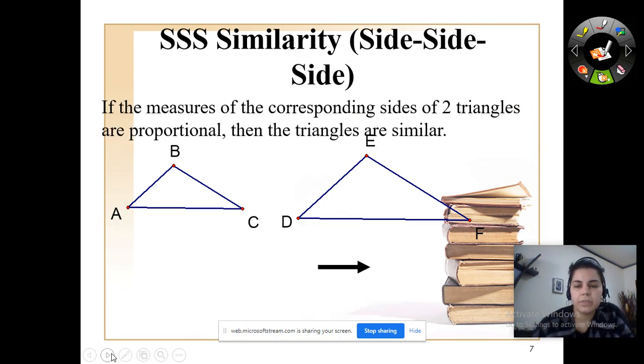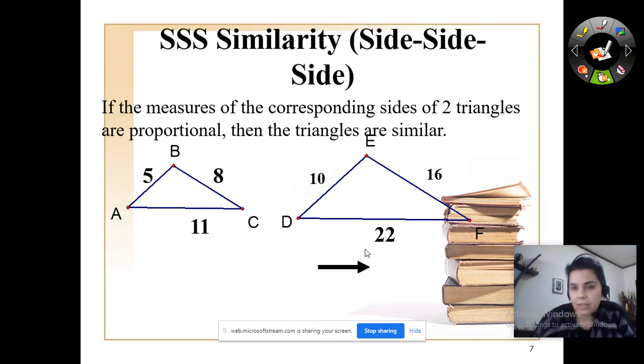They are similar. So if the measures of the corresponding sides of two triangles are proportional, then the triangles are similar. If I look at the given here, 5 times 2 is 10. 8 times 2 is 16. 11 times 2 is 22. So the three sides are proportional. What can I deduce? That the two triangles are similar since they have a ratio between the sides. And one triangle is double the second one.